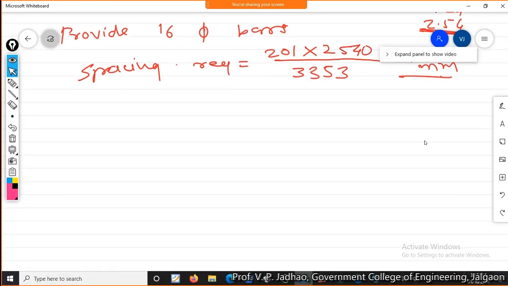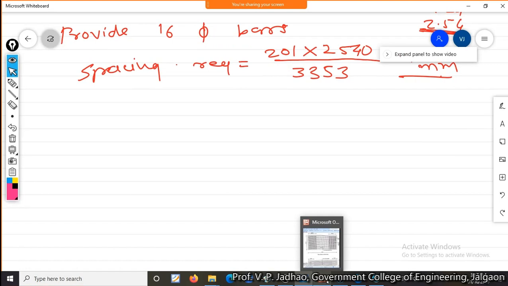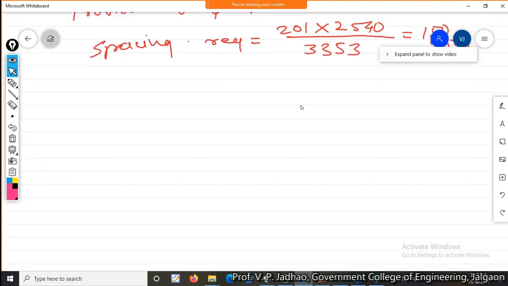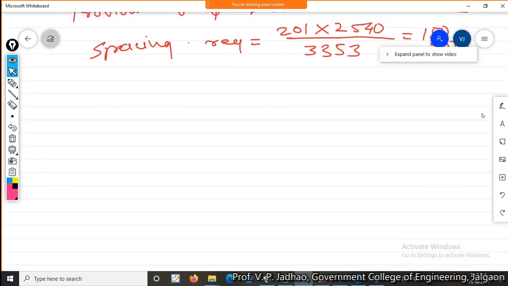In a region of 2.54 meter. Okay, so in the remaining region, we will curtail 50% of the steel reinforcement. With this, the design is completed.